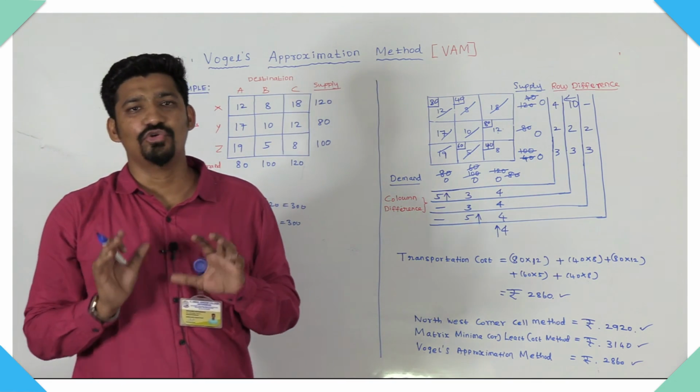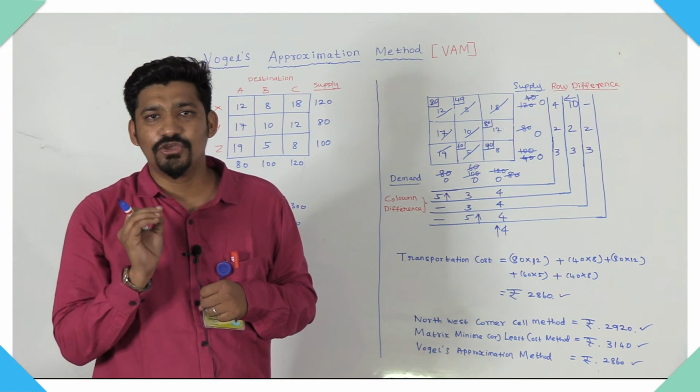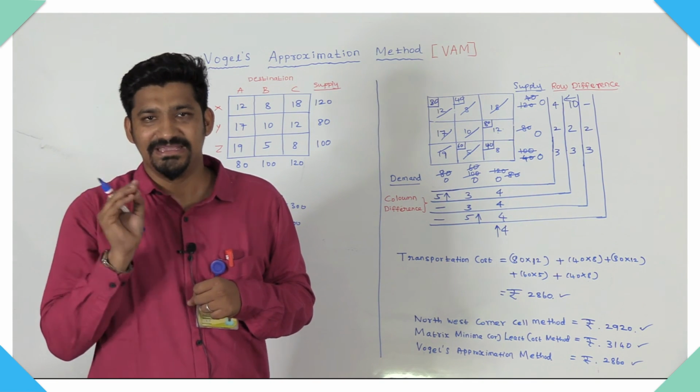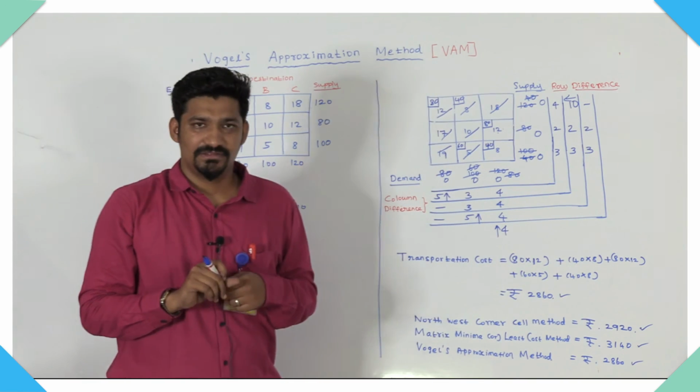Finally, we conclude that the Vogel's approximation method is very close to optimum in the initial basic feasible solution. Okay? Thank you.